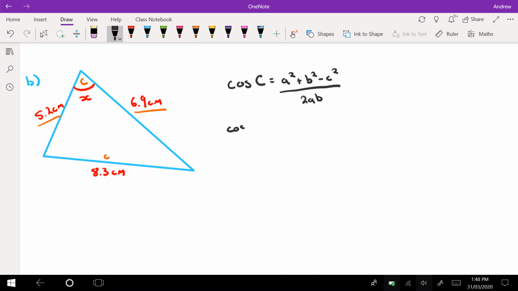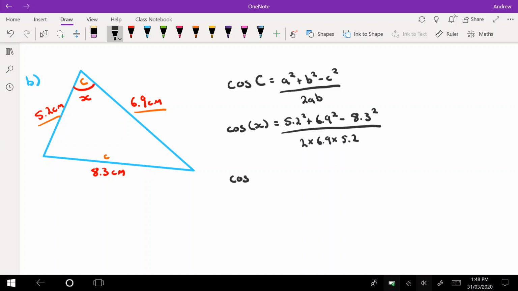So the cosine of the angle, I'll just call it X now. Cosine of X equals 5.2 squared plus 6.9 squared. It doesn't matter if you wrote them the other way around, since addition is commutative. But you do have to make sure you take away the right C value, 8.3 squared, over 2 times 6.9 times 5.2. Again, this wouldn't matter if you changed around the order because multiplication is commutative.